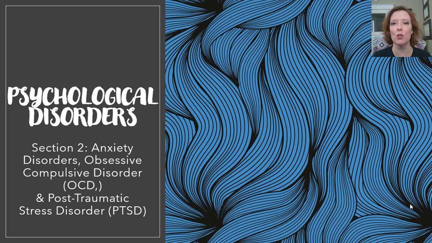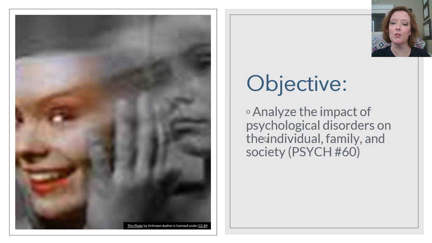We're in section 2, and in this video, we're going to be covering the anxiety disorders and the families of disorders that include obsessive-compulsive disorder and post-traumatic stress disorder. Our objective is to analyze the impact of psychological disorders on the individual, family, and society. If you haven't done so already, go ahead and grab your notes and let's get started.